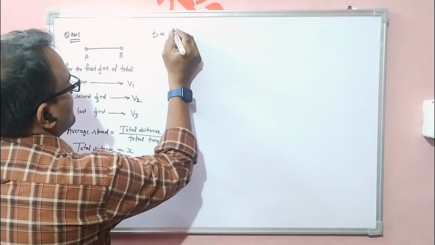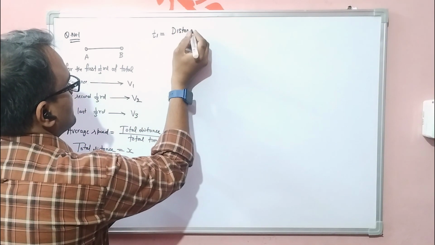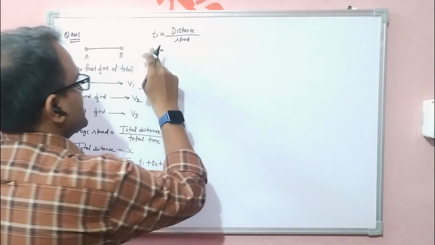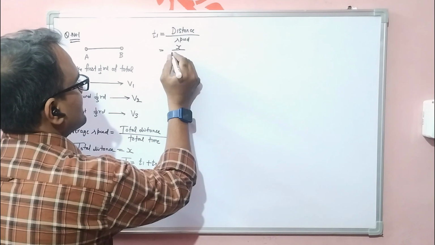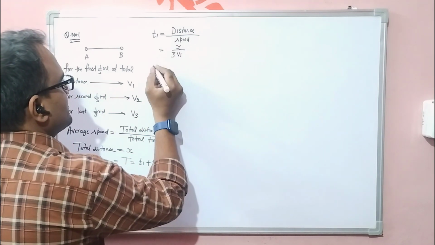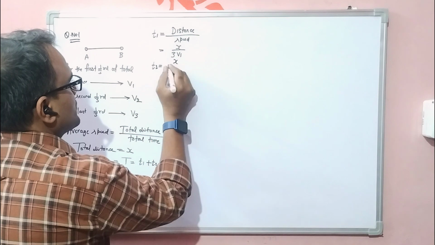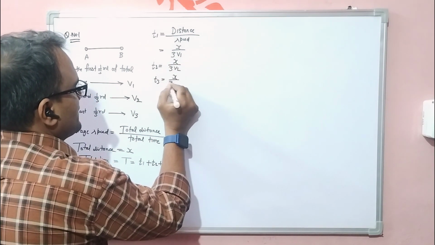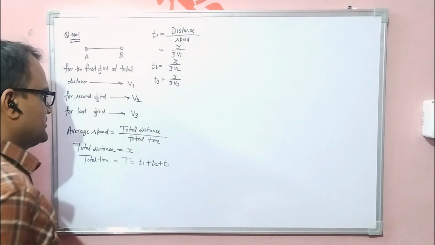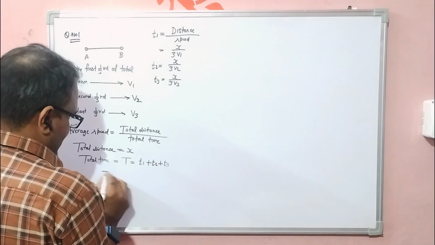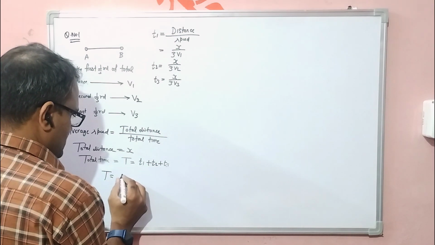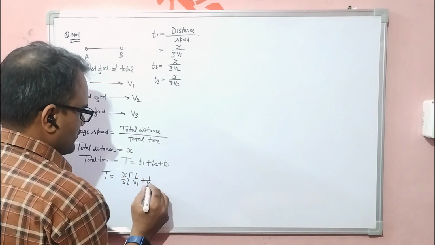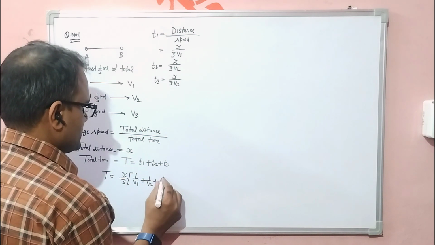Now let's calculate T1. We can say it is distance divided by speed. Distance is x over 3 and speed is v1. So this is T1, and T2 is x over 3 v2, and T3 is x over 3 v3, right? So capital T comes out to be x over 3 times 1 over v1 plus 1 over v2 plus 1 over v3.